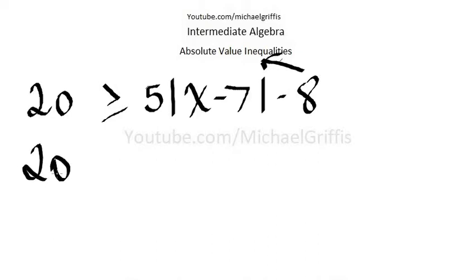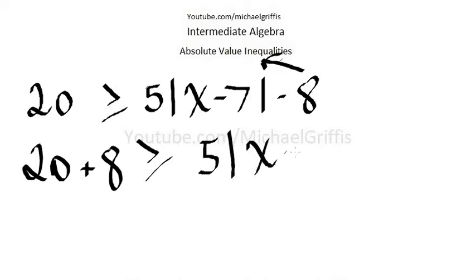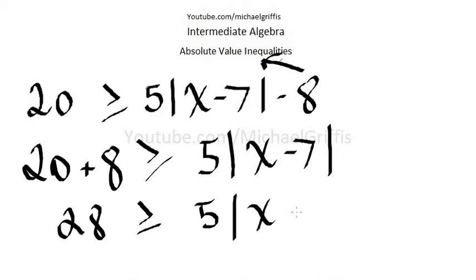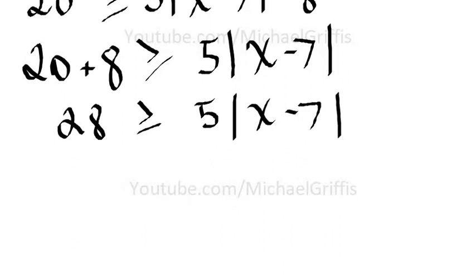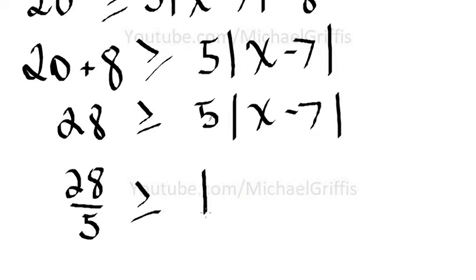So we have 20 plus 8 is greater than or equal to 5 times the absolute value of x minus 7. So we end up getting 28 is greater than or equal to 5 times the absolute value of x minus 7. We're getting there. Multiplying both sides by the reciprocal of 5, which is 1/5, we end up with 28 over 5 is greater than or equal to the absolute value of x minus 7.